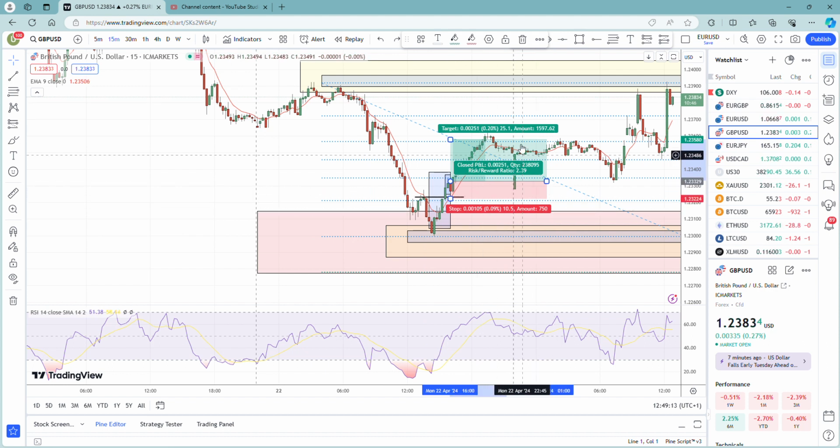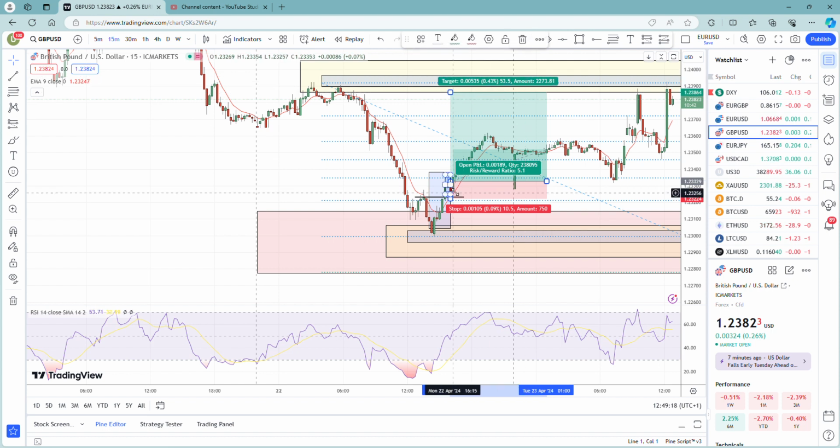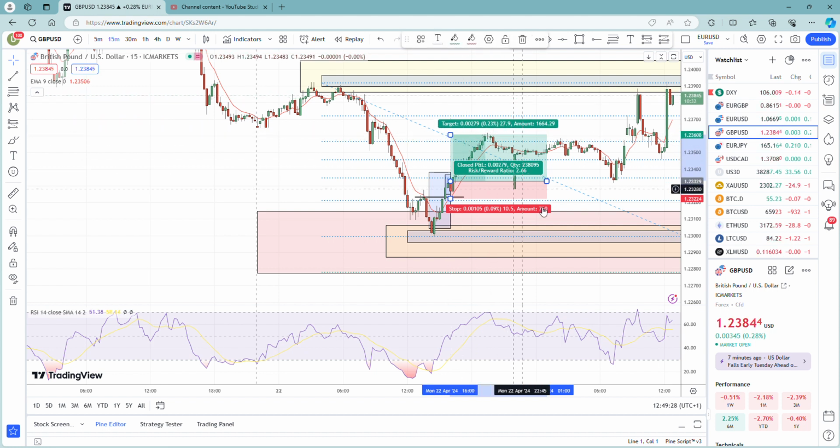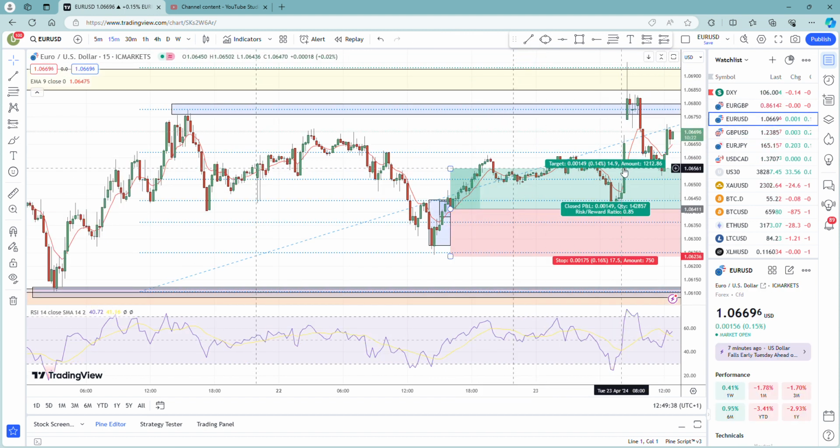10 pip stop loss and a TP of 25. I wanted my TP to be here because I knew once it's at support it can only go to resistance. However, like I said, it was after 5 o'clock and I just exited the trade and took my profit. So I made 28 pips here and the risk to reward ratio is 2.6. So 26 pips here and 14 pips here.